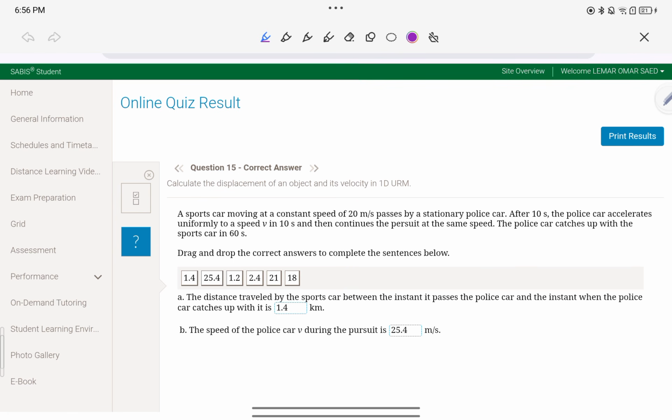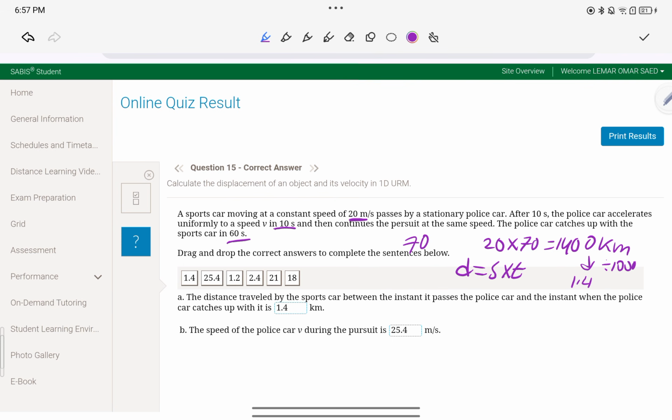First thing, you have to calculate the total time, which is 10 seconds here and 60 seconds here. So you add them, you will get 70. Distance equals speed times time. The speed is 20. Here they said it. Times the time, which is 70. So 1,400. This is in meters, we have to make it kilometers. So divide by 1,000. It will be 1.4. Okay. Now 25.4.